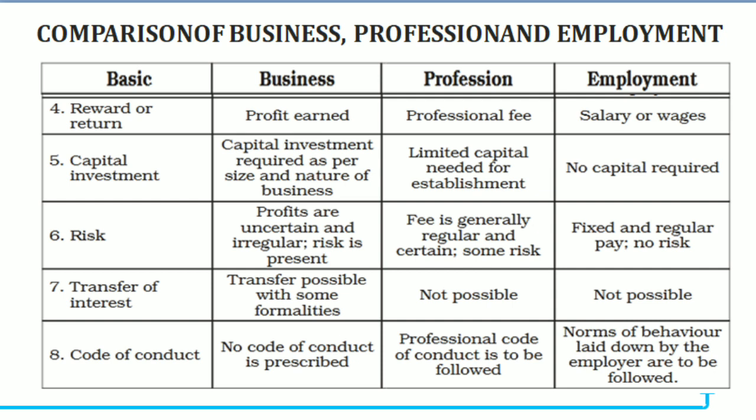And next, a very important element, that is risk, as we have discussed many times. In the business, as we know, profits are not certain, not fixed, because of irregularity, and risk is present in the business activities. So the volume of risk is higher in business activities. In profession, we have less risk, very less risk, and in the employment there is no risk.